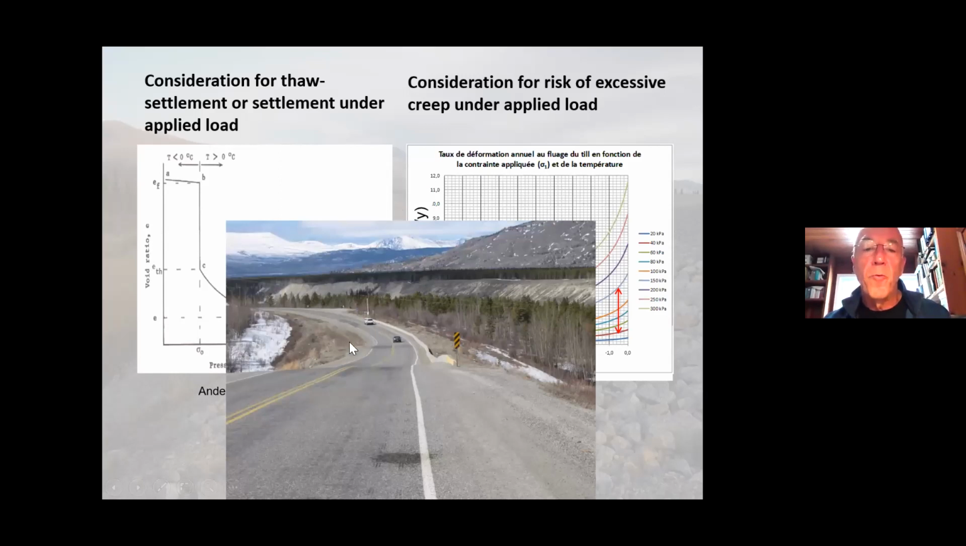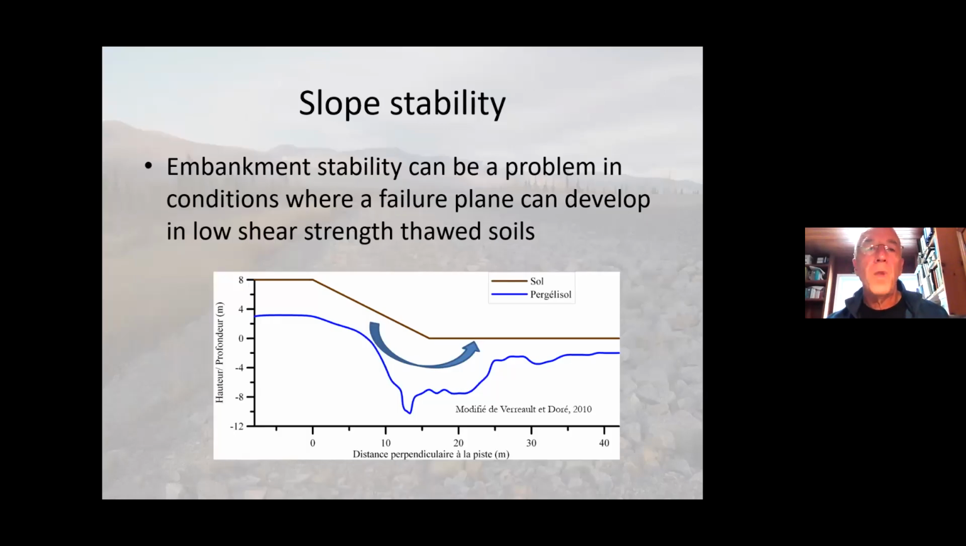This is an example of what can happen if soil creeps under the embankment. So pretty severe settlement occurring under that thick embankment in the Yukon. Of course, you got to be also aware that there might be some stability issue, and that problem can be exacerbated by degradation of permafrost at the toe of the embankment, causing like a thawed soft zone.